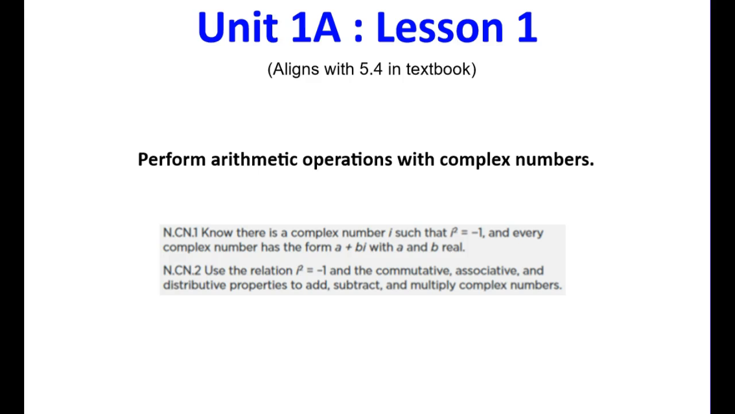Just a recap of the standards for this lesson, you need to understand that we have a number i squared, which is equal to negative 1, because i is equal to the square root of negative 1. Our standard form for a complex number is a plus bi, with a and b being real numbers. a is the real part, bi is the imaginary part. We also discussed these different properties we can use to add, subtract, and multiply complex numbers. And then additionally, we discussed the powers of i and use that pattern to simplify them.